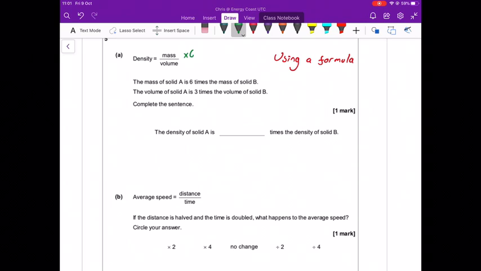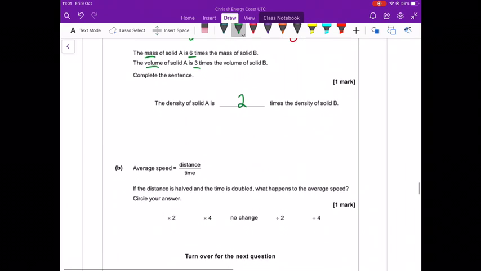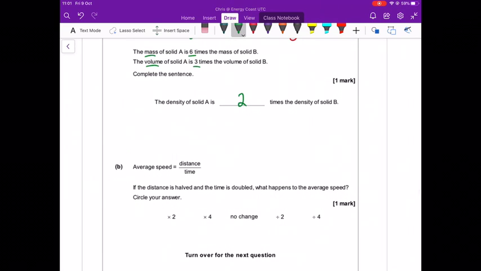So what's happening with this formula, this density thing? I'm timesing the top by 6 because the mass is 6 times as big. And I'm timesing the volume by 3. So if you have a fraction where you've times the top by 6 and divided the bottom by 3, well, remember the middle of a fraction, 6 divided by 3, that's the same as timesing by 2, because 6 divided by 3 is 2, okay? So the density of solid A is 2 times the density of solid B, okay? So timesing by 6 and divided by 3 is the same as timesing by 2, okay? And then we're going to do the next one in a similar way.